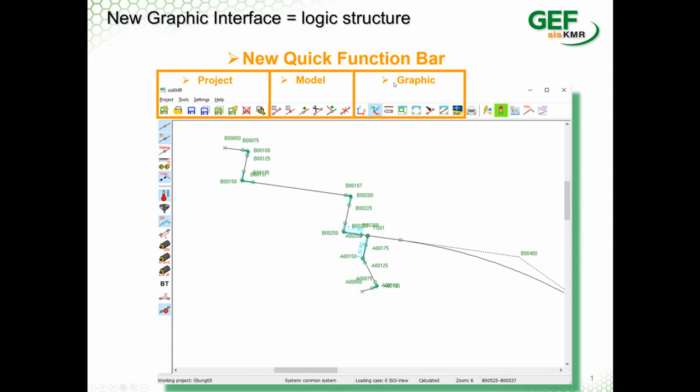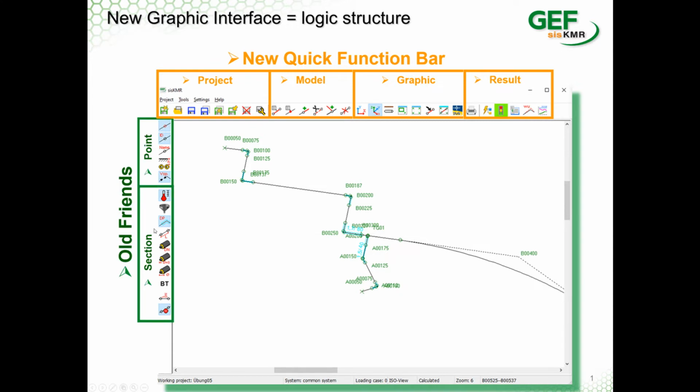Then we have a group of graphic functions, navigation and adjustment. And finally, here on the right, everything concerned with result, with calculation and analysis. On the left, we have here some old friends, just a little bit differently sorted. So we have attributes of sections below and attributes of points, the group here on top.